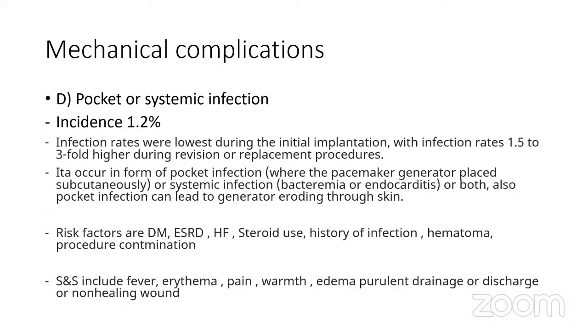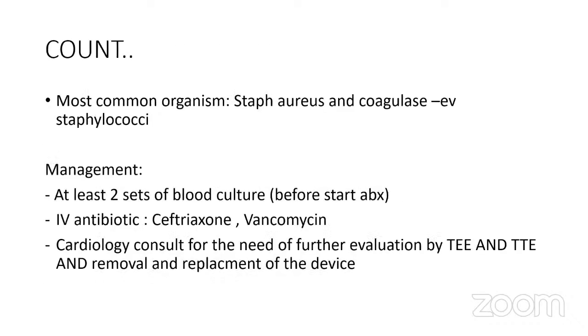And the risk factors are like any risk factors of infection in the patient: autoimmune disease, diabetes, end-stage renal disease, steroid use, history of previous infection, hematoma, or procedure contamination. The signs and symptoms include fever, erythema, pain, warmth, edema, purulent discharge, or a non-healing wound. The most common organisms that can cause this infection are Staph aureus and coagulase-negative Staphylococcus.